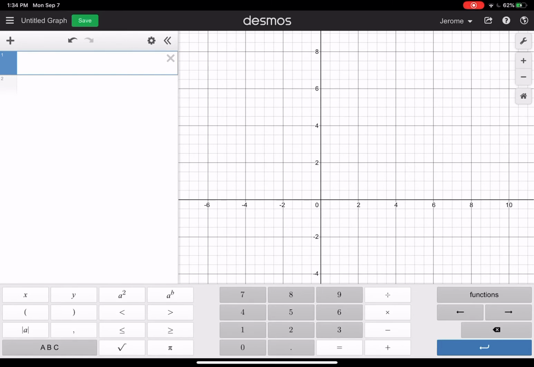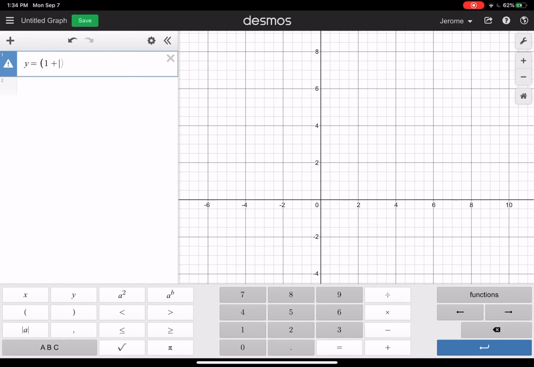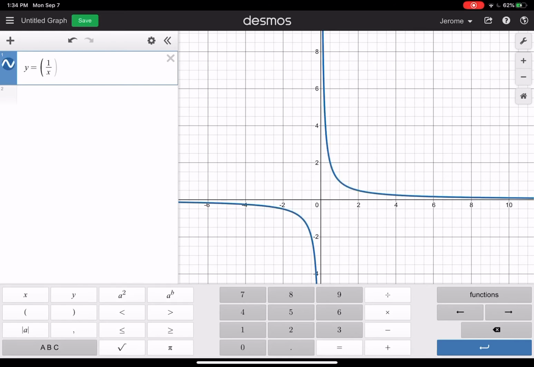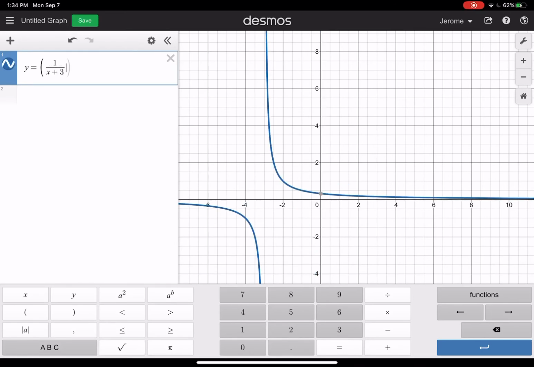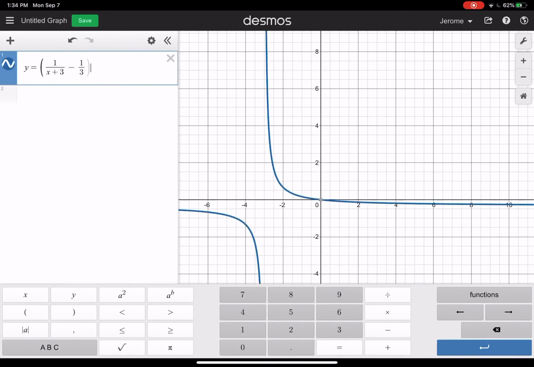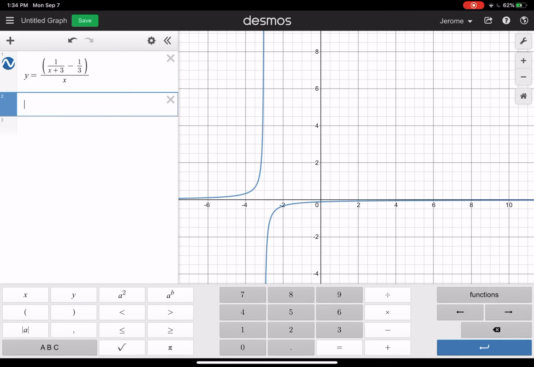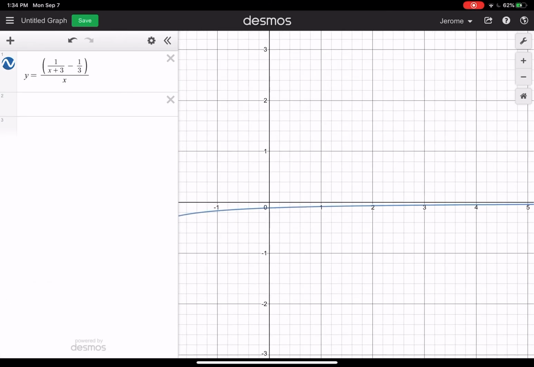So our first function, I think, let's see if I can remember, y equals, and then I need some complex fraction going on here. So it's 1 plus, that isn't right, so apparently I didn't remember it, 1 divided by, and then I have the quantity x plus 3. Arrow out of that, and then minus a third. And then arrow out of all of that, and divide by, not multiply by, and x. There we go.